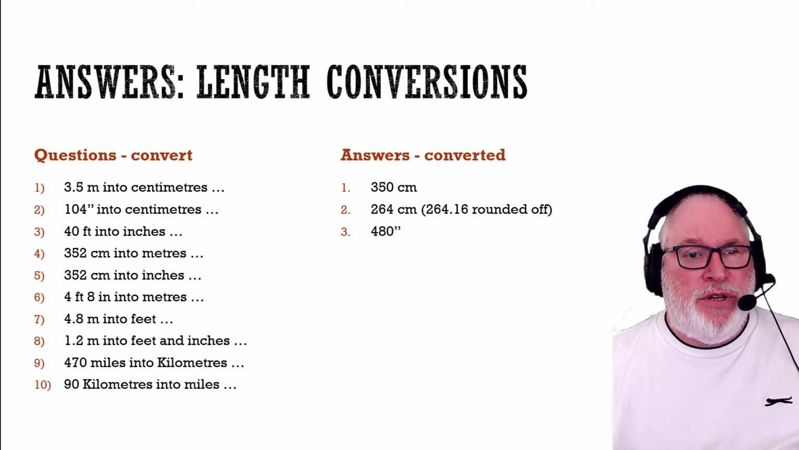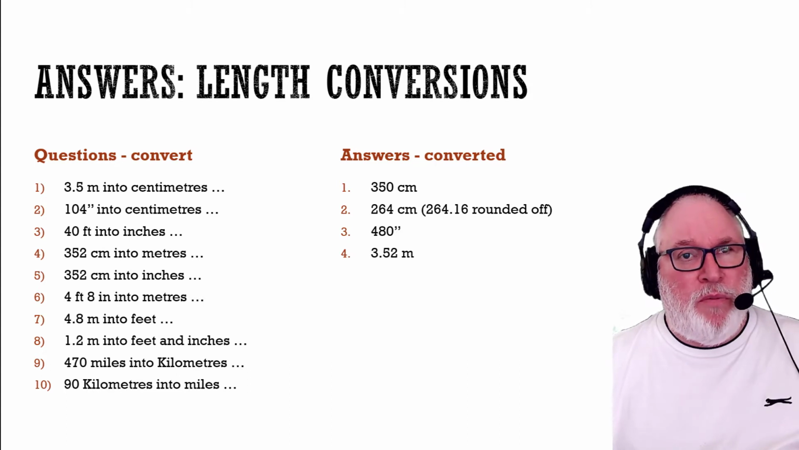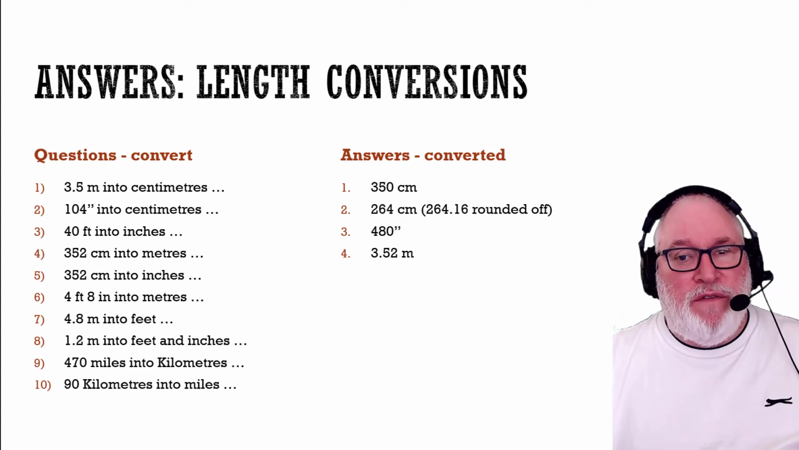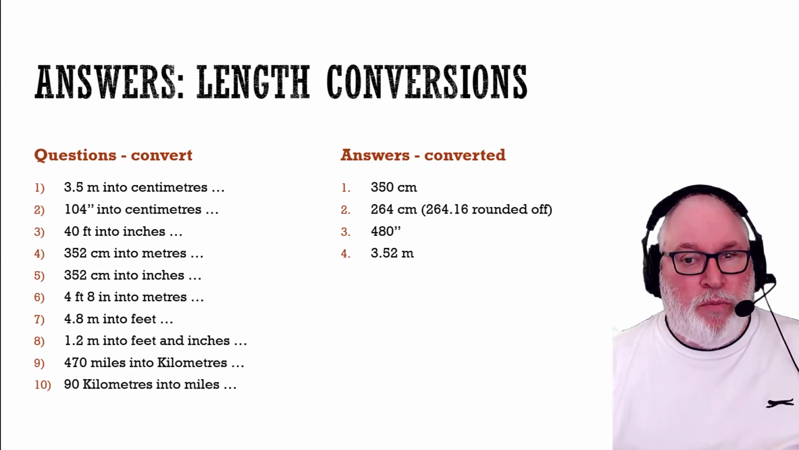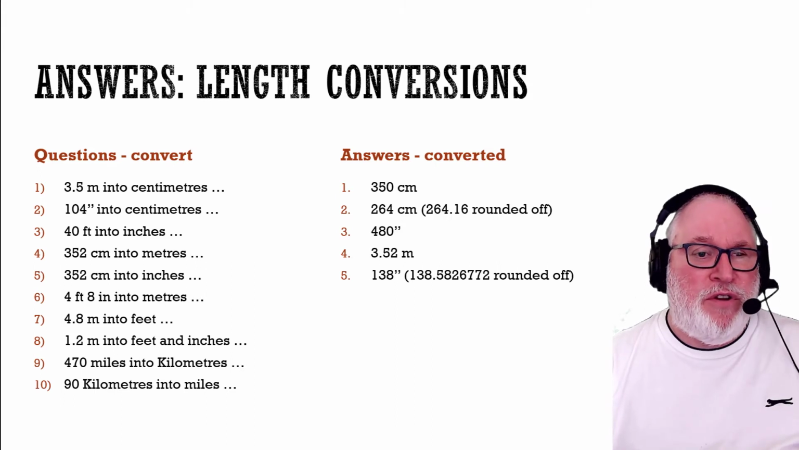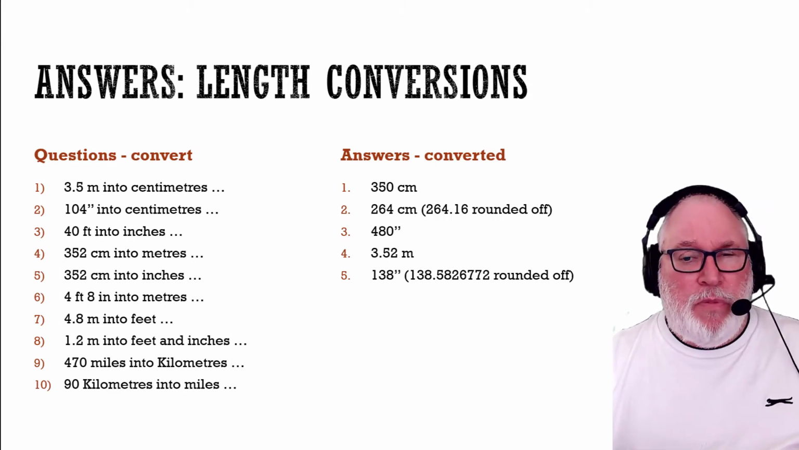40 feet into inches, so it'd be 480 inches. 352 centimetres, so all you do is you divide by 100 to make it into metres. You get 100 centimetres in a metre, so therefore you divide by 100 to find out how many metres there would be. So 3.52 metres. You'll see the same with the next one, all you do is just move the decimal. So 352 centimetres into inches. Again, I've rounded that off. It could be exact. I've given you the exact one there and I'll round it off for you.